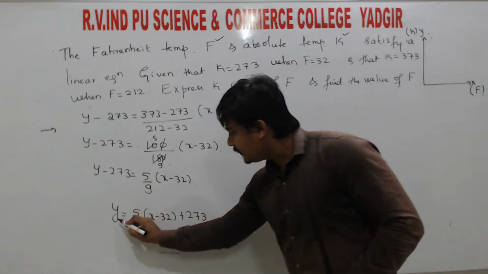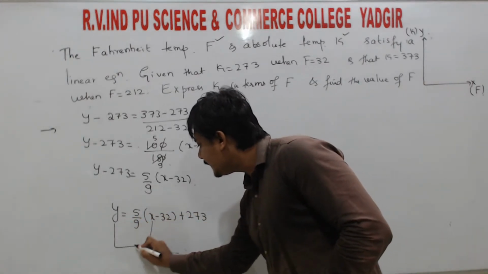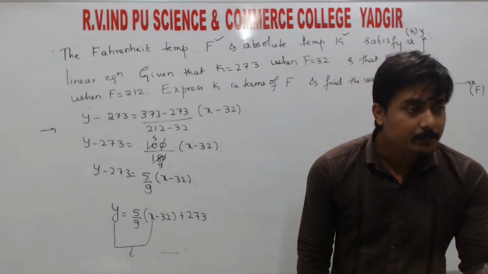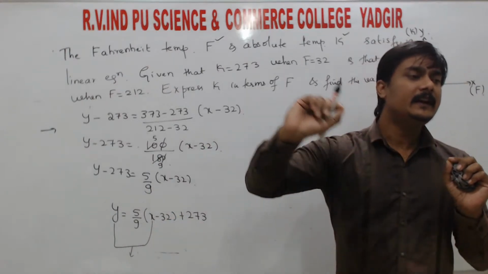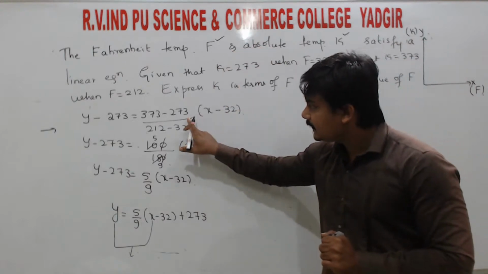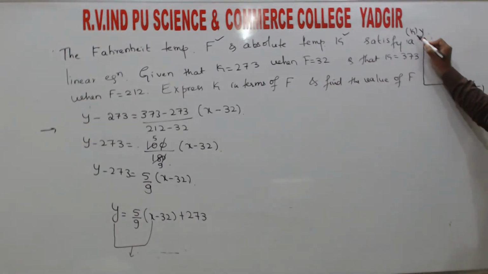Now in this equation, y and x represent what? Y and x are coordinates of any point present on that straight line. While deriving this equation, children, we assumed that along y-axis I have taken k value and along x-axis I have taken f value.